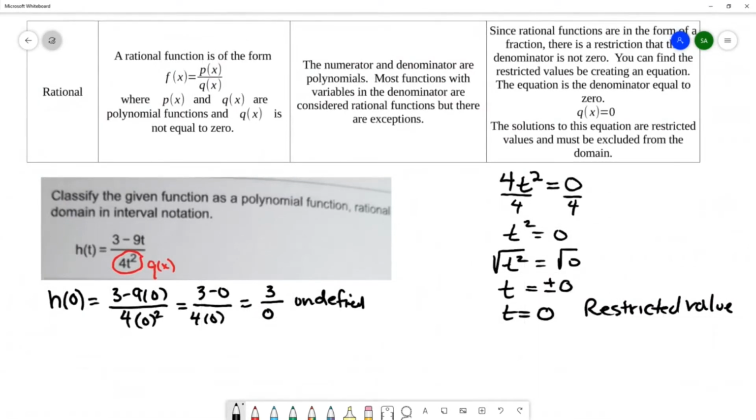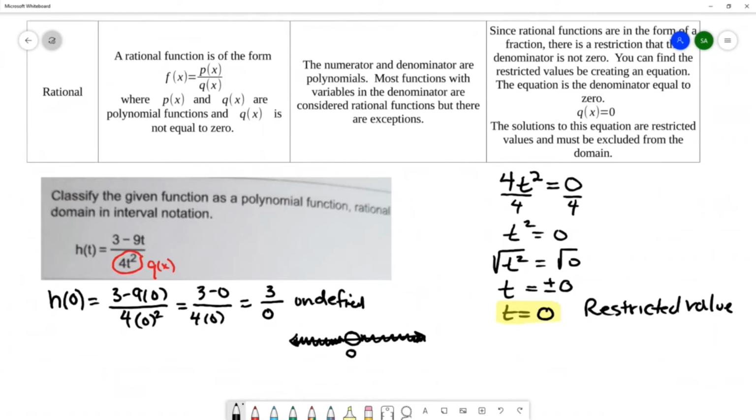So I like to draw the domain on a number line. We start off with the whole number line from negative infinity to infinity, all real numbers. But through our exploration, we found that we have this restricted value. So we're going to mark 0. And I'm going to mark 0 with an open circle because I'm going to exclude this value from the domain. And then all other values on the number line are part of the domain. We only had that one restricted value.